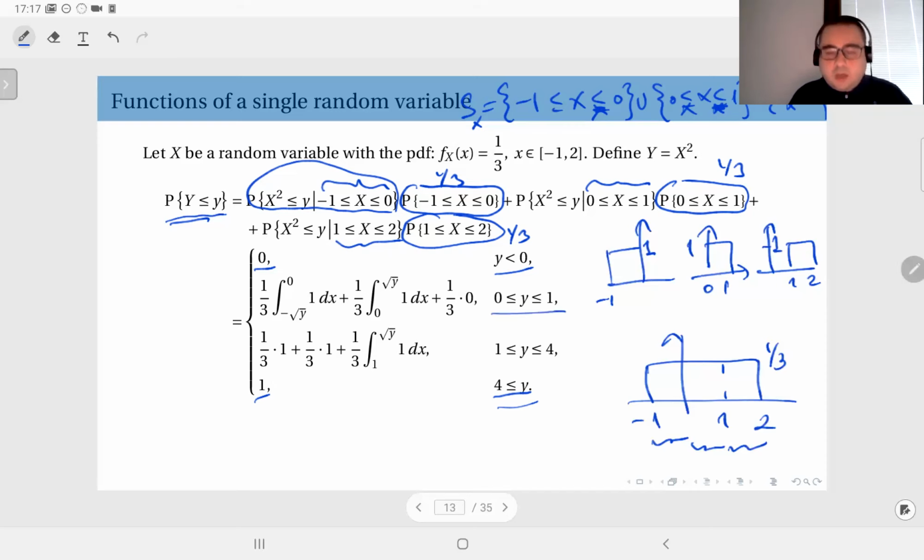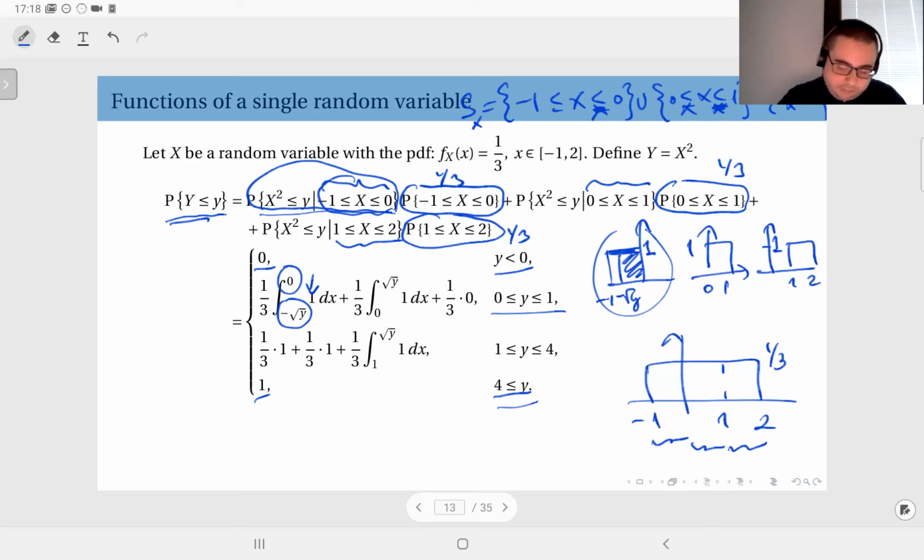So when y is between 0 and 1, let's look at this. The probability that x squared is less than or equal to y, given x is between -1 and 0. Okay, so that I can find by integrating this conditional PDF, which takes the value of 1 here, from minus square root y up to 0. Minus square root y is somewhere here. So this region will be the event, x squared less than or equal to y.